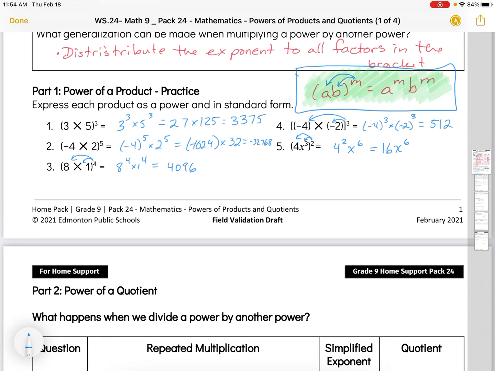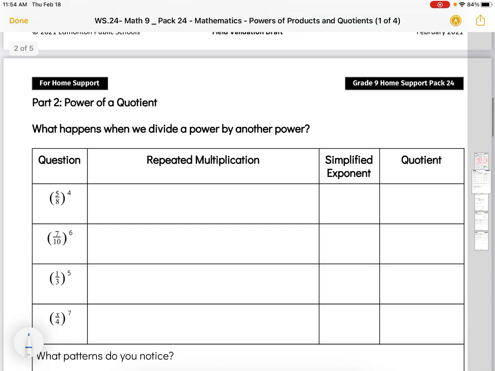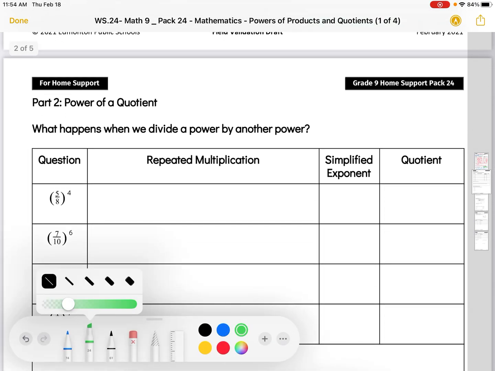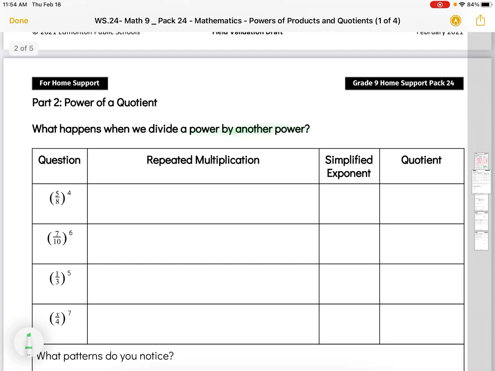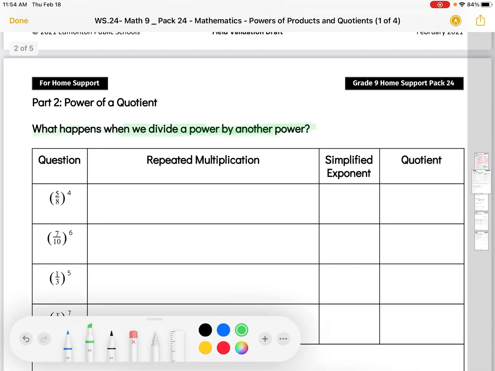Now, we're going to look at power of a quotient, and we're going to notice that a similar distribution happens. Okay? What happens when we divide a power by another power? That's not really the question, though. It's what happens when we, well, let's sort it out. I don't even know if that's the right question.